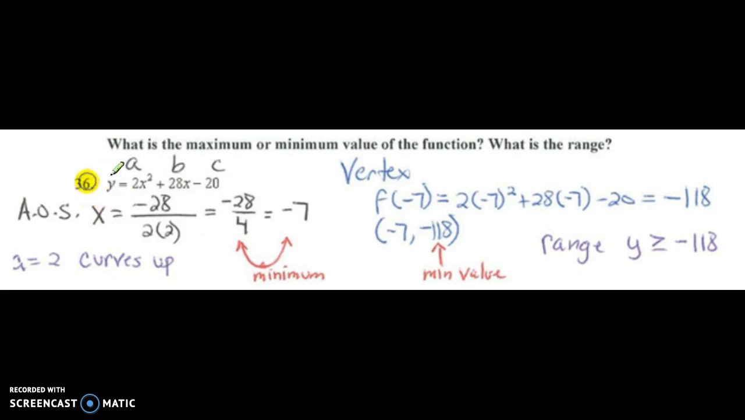On number 36, I am going to find if it's a maximum or minimum, and I am going to find the range. So this is standard form, so I need to do my ABC. My axis of symmetry, I plug the values in my ABCs, I get negative 7. My A value is 2. That means it curves up. If it curves up, it's got to be a minimum value.